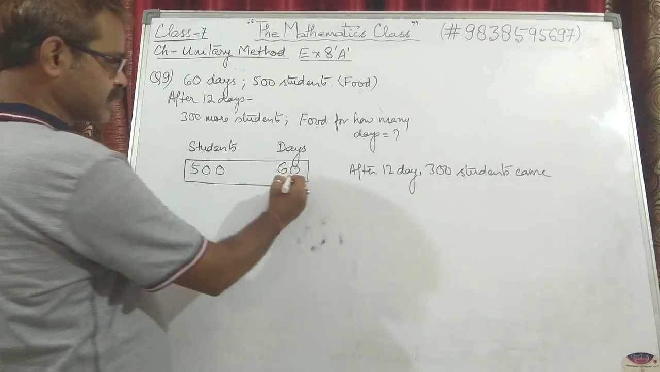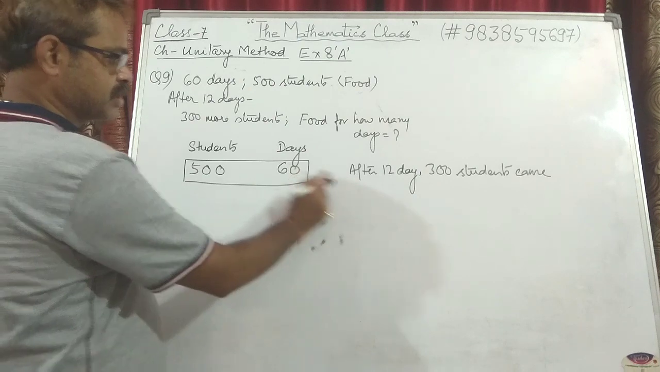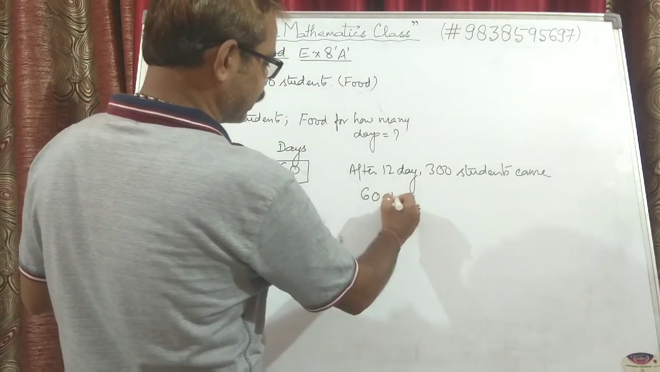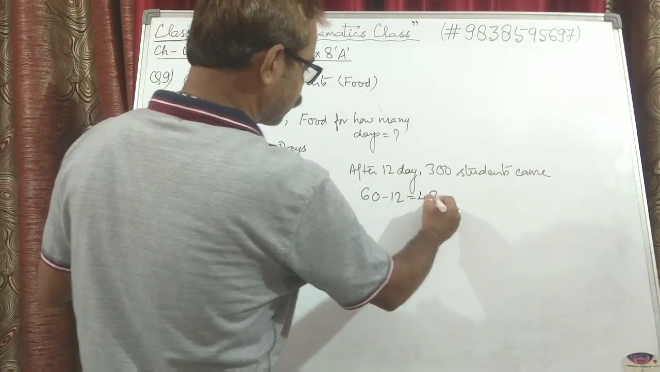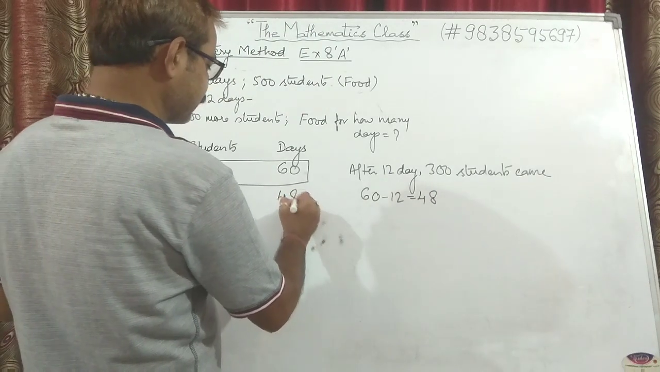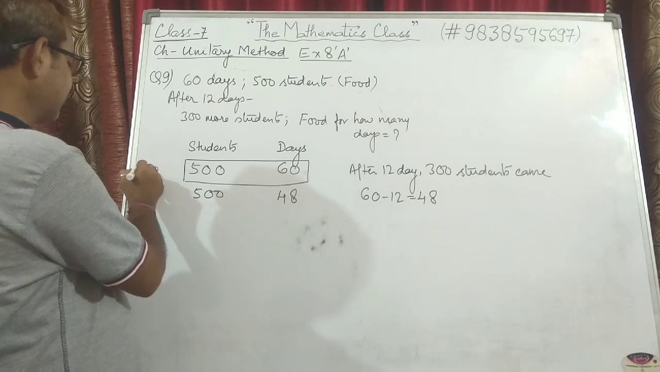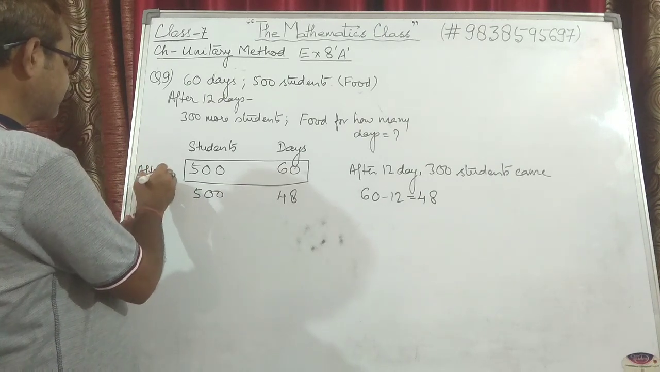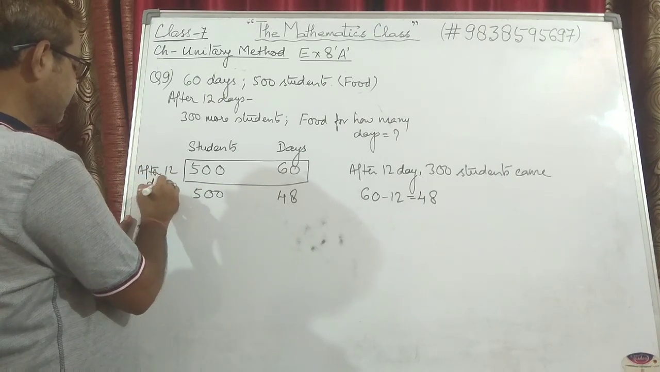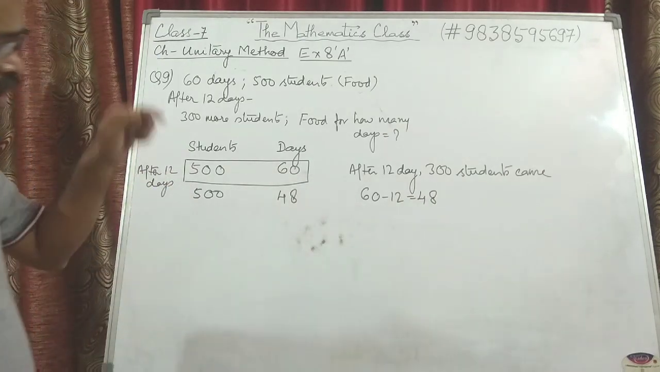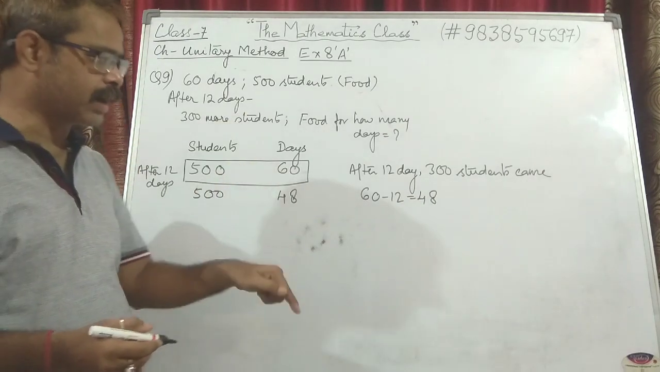Now still the food is for how many days? 60 minus 12, because till 12 days they all had eaten. So food is left for 48 days for 500 students, and this is the condition after 12 days. Now 300 more students arrive.